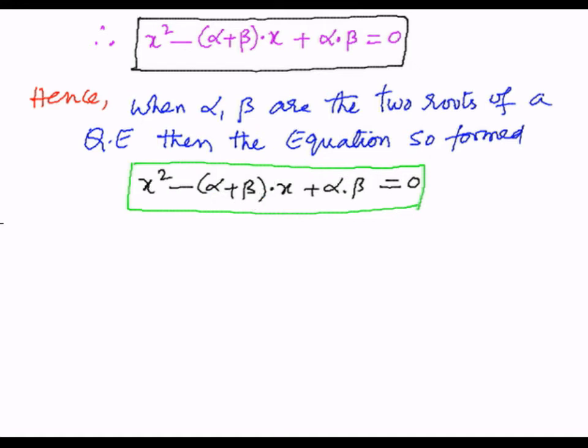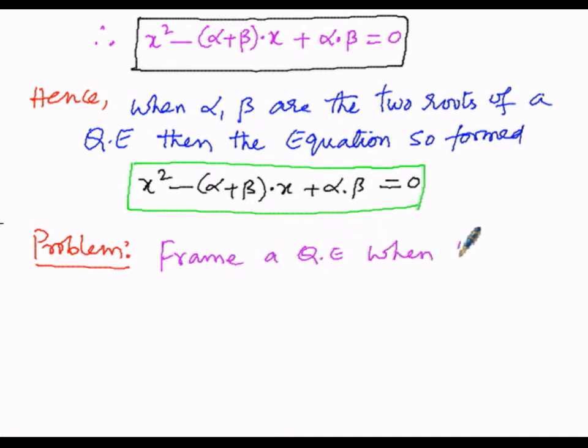So here under this, let us perform one problem. Frame a quadratic equation when the roots are 3 minus root 5 and 3 plus root 5. So these are the two roots which are given to us. Then we have to frame a quadratic equation. Solution starts now.